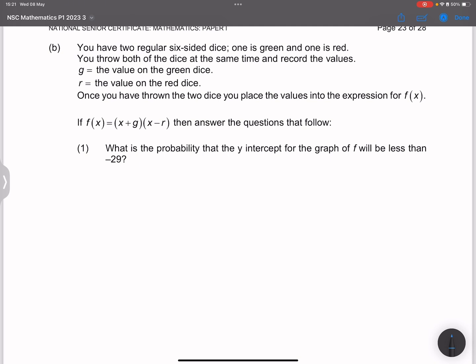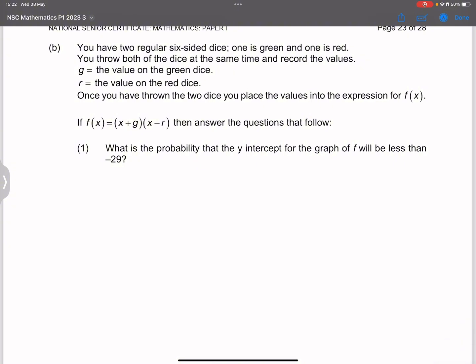Right, so they say G is the value of the green dice, and R is the value of the red, okay? They say once you have thrown the 2 dice, you place the values into an expression which is f of x, that's (x plus g)(x minus r). And remember that g and r are the values of the green and the red dice respectively, right? And they say then answer the questions that follow. They say what is the probability that the y-intercept of the graph of f will be less than negative 29.